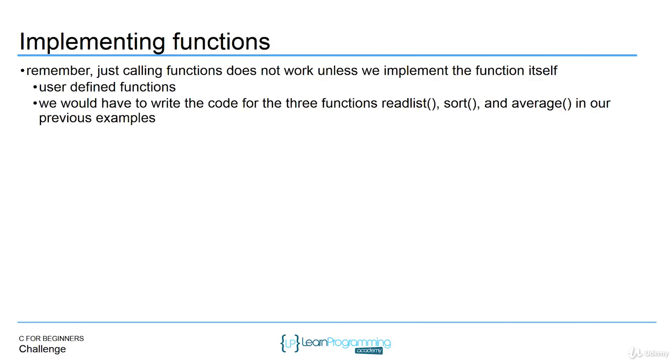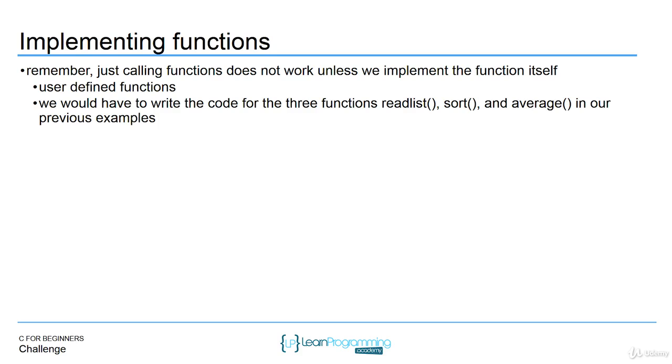So when we implement those functions, in the previous slide we were just calling them. To actually implement functions, you have to write the code inside of the body of the function. You can either utilize functions that are implemented by the C language like printf, or you can create your own user-defined functions. You do not have to implement the printf functions or any of the functions in the library. You only implement your own functions. So in this previous example with the read, list, sort, and the average, we would have to go and implement that function. We would have to provide a function header, a function body that actually does the reading of the list, the sorting of the list, and averaging of the list.